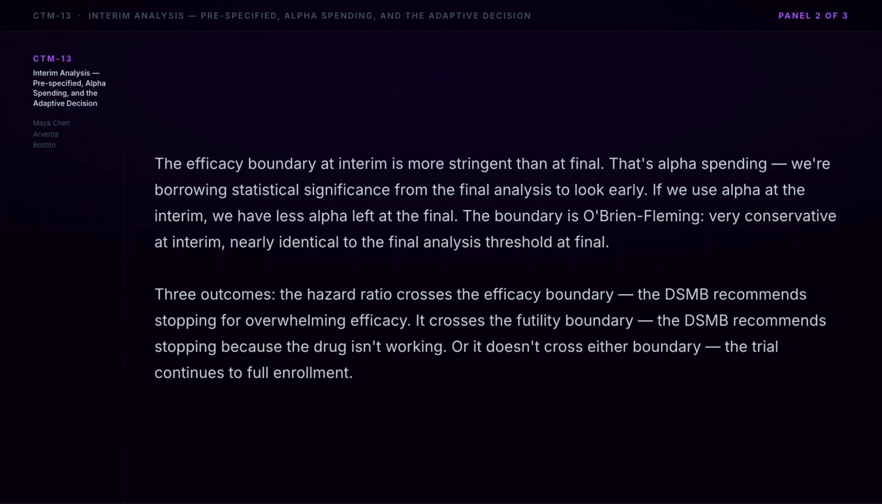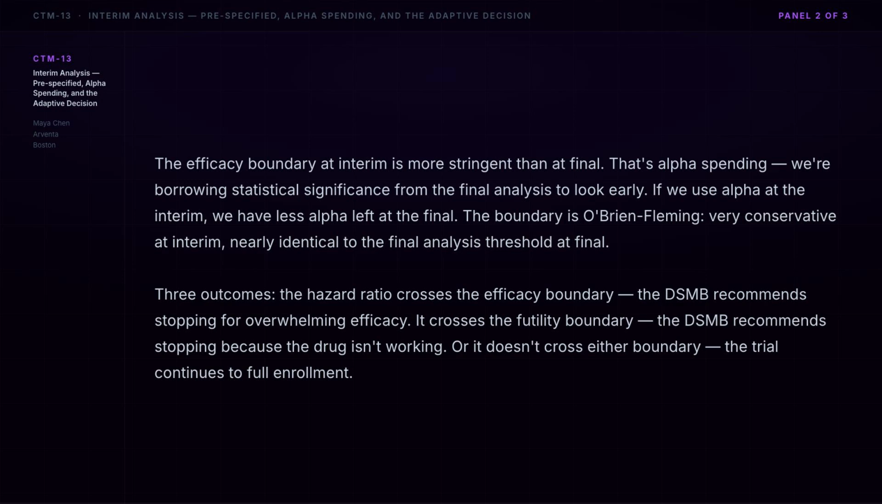The efficacy boundary at interim is more stringent than at final. That's alpha spending. We're borrowing statistical significance from the final analysis to look early. If we use alpha at the interim, we have less alpha left at the final. The boundary is O'Brien-Fleming, very conservative at interim, nearly identical to the final analysis threshold at final.